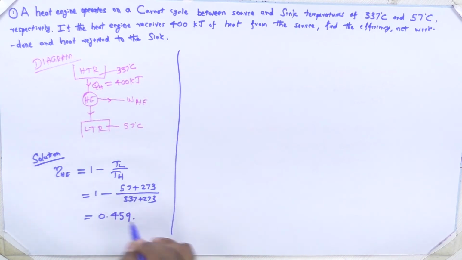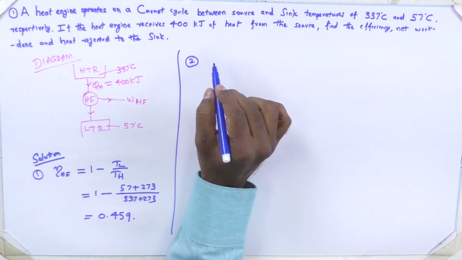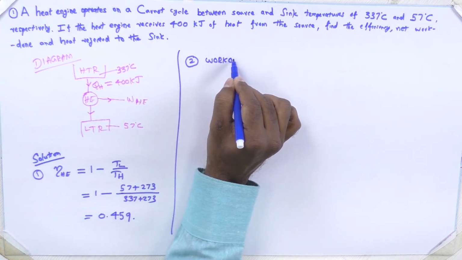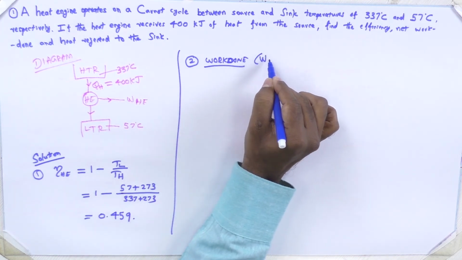So the first question is over. Now let us go to question number 2. Question number 2 is work done. They are asking for the work done. Work done is given by the symbol WHE.